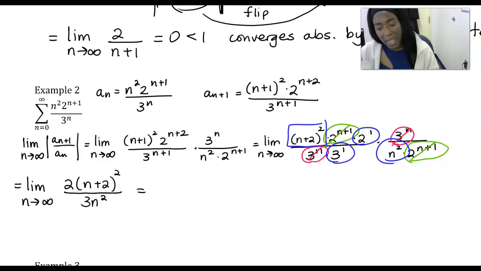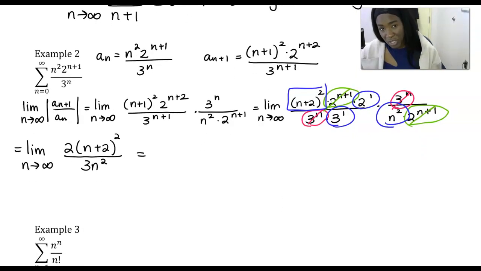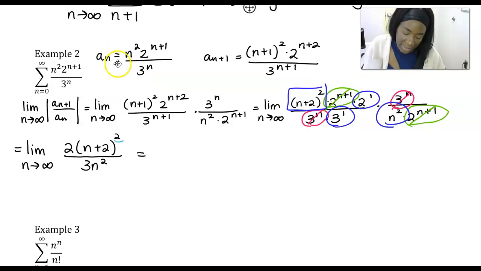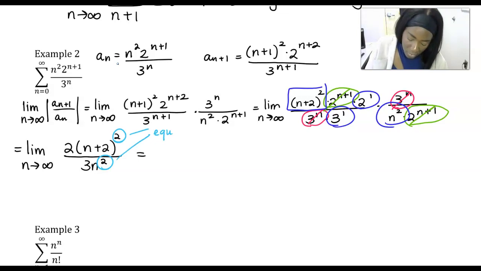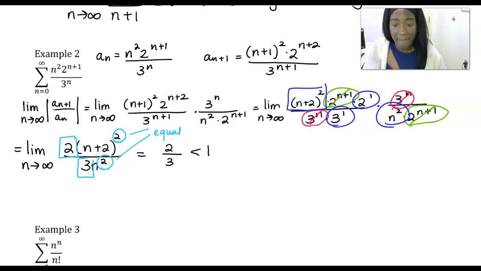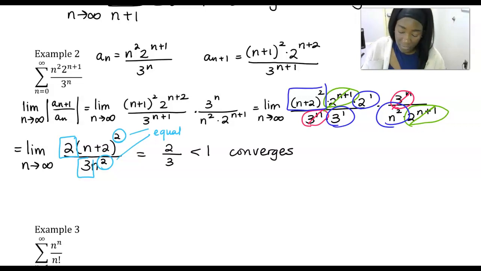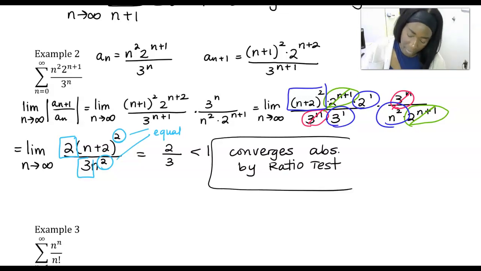One of the first things we learned back in Calc 1 was taking limits of ratio expressions. What's important here is that the degree of the numerator is equal to the degree of the denominator. And when these degrees are equal, we look at the ratio of the leading coefficients. So this limit comes out to be 2/3, which is less than 1. Because that limit is less than 1, we are able to conclude that this series converges absolutely by the ratio test.